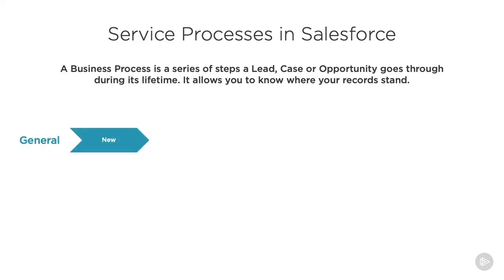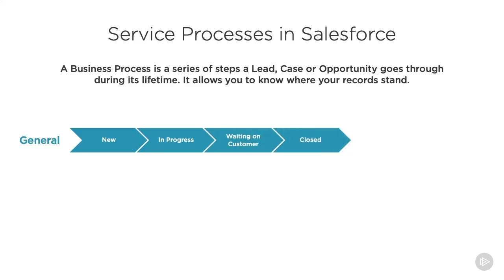For example, here we have a very simple, generic case resolution process before us. For Globomantics, general is a very simple process to follow. They get a new case they need to resolve. They look for a resolution and put it in progress. Then they wait to hear back from the customer to see if the proposed resolution worked. If it worked, we close the case. If not, we go back to in progress.